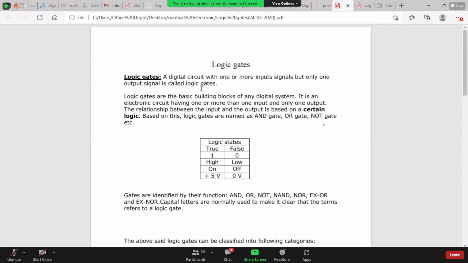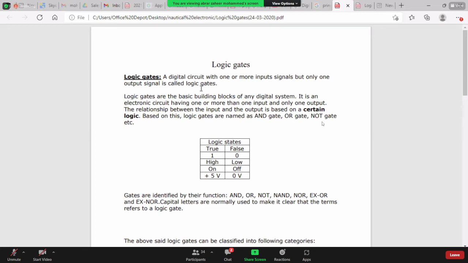It is an electronic circuit which has one or more inputs and only one output. The relationship between the input and output is based on certain logic. Based on this, logic gates are named as AND gate, OR gate, NOT gate. The logic states can be true or false, that is 1 or 0, high or low, on or off, or plus 5 volts or 0 volts. These gates are identified by their functions, that is AND gate, OR gate, NOT gate.